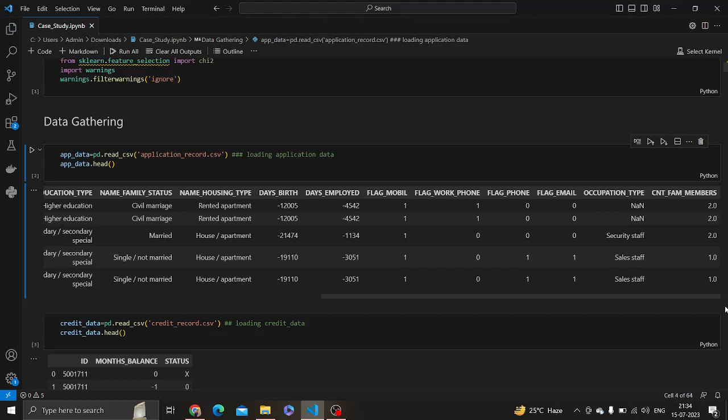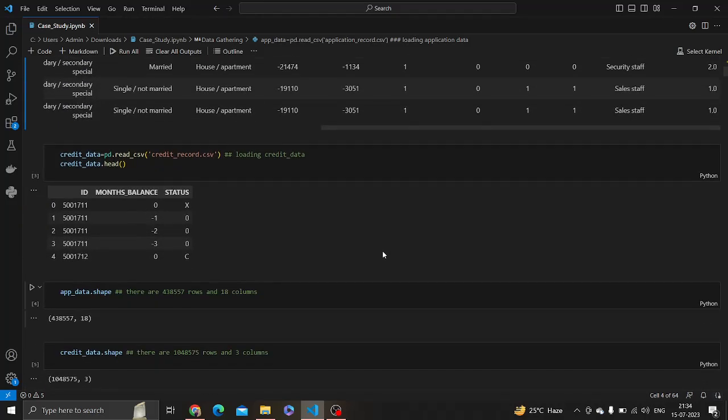Like the occupation, this has NaN values. It means there is no record available. We have to impute them on the basis of our analysis. I will let you know further what exactly to do. NaN is not a number. And family member: how many members are present in the family?